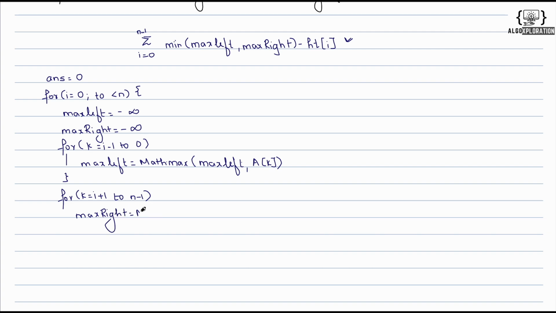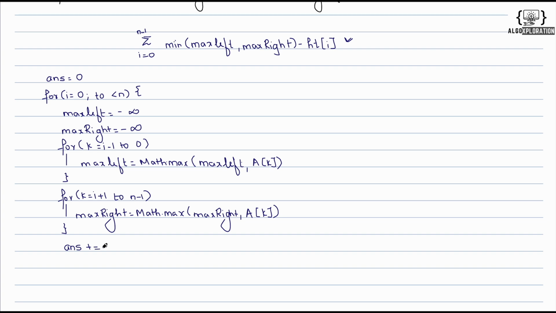Similarly, for k is equal to i plus 1 to n minus 1, max right is equal to Math.max(max right, a of k). Now using this for loop we are going to figure out what is the maximum height of the building on its right.